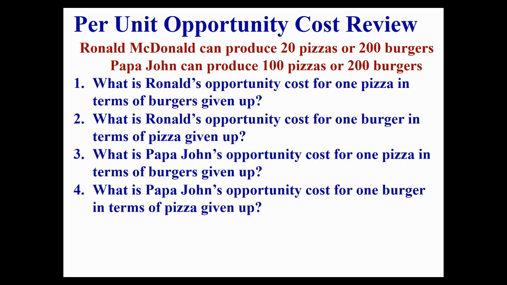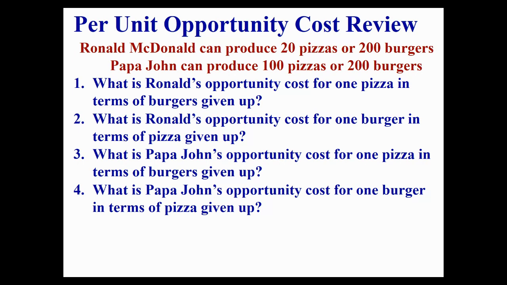So if we look, Ronald McDonald can produce 20 pizzas or 200 burgers. Papa John's can produce 100 pizzas or 200 burgers. So what we're saying in this example is Ronald McDonald could produce all pizzas and just make 20, or he can produce all burgers and just make 200.